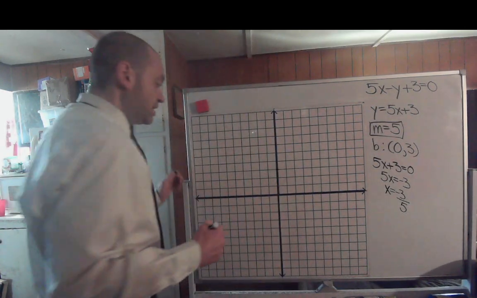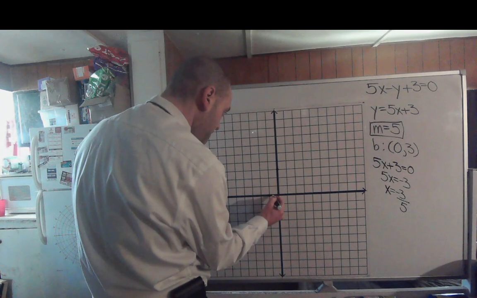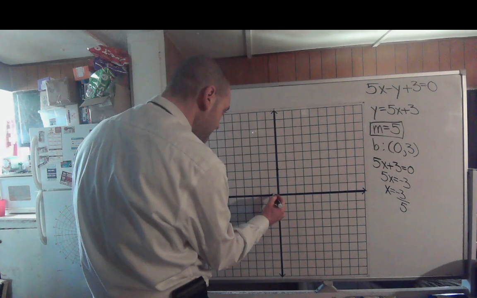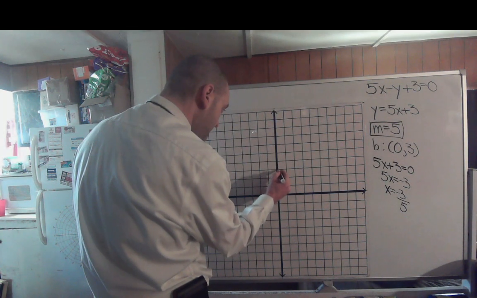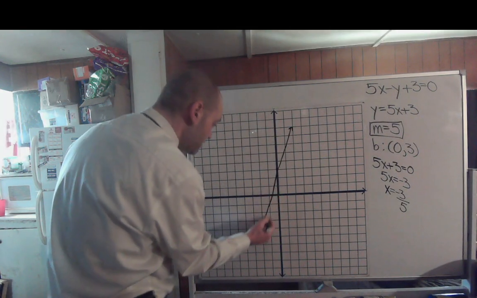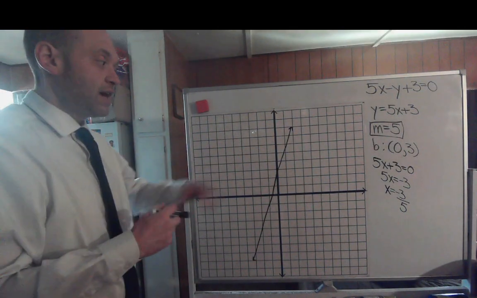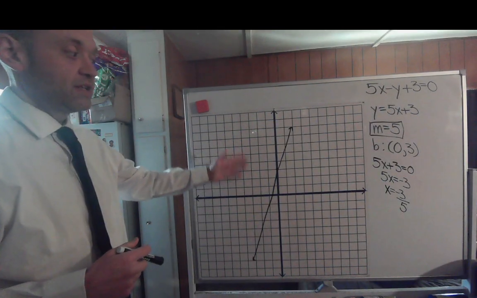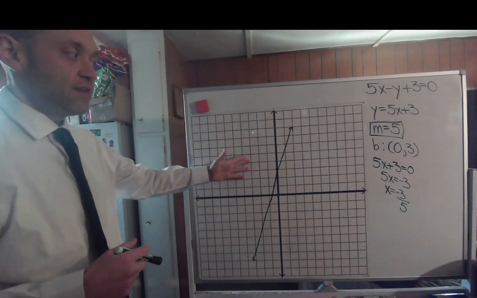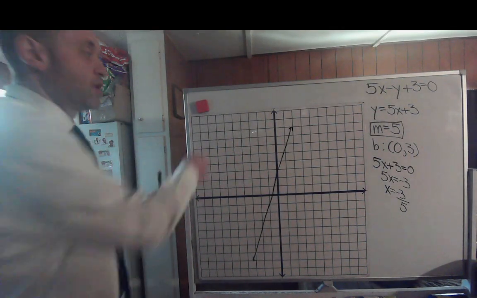So let's find negative 3/5, 0. That'd be about right here. And that's roughly how you graph the line. You would graph the line like so. And if you put it into a graphing utility, like a graphing calculator, you should get something that looks about like that. In general, you want to have your x and y intercept when graphing a line.